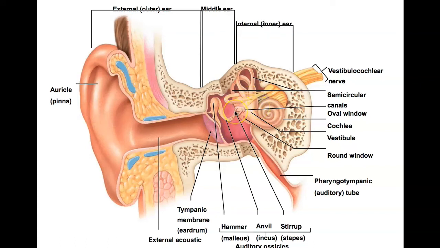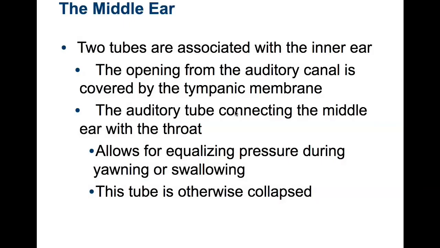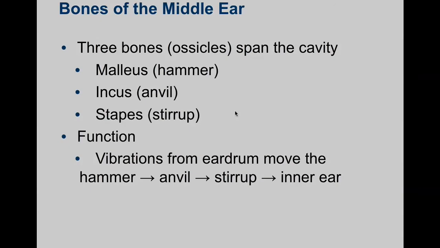And so let's go ahead, we're going to start looking at the middle ear now. All right, so the middle ear, 2 tubes are associated with it. When we say 2 tubes, I think what they're trying to relate here is the sense that you just have this canal that's associated with it.